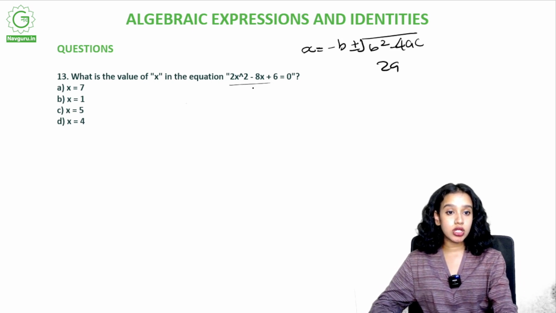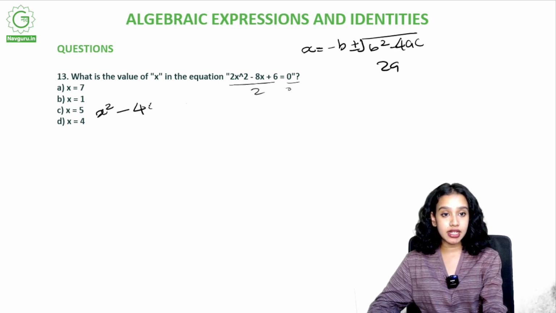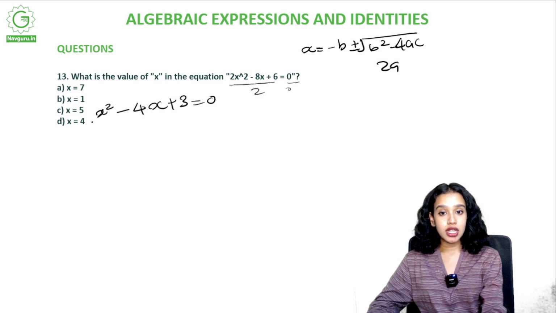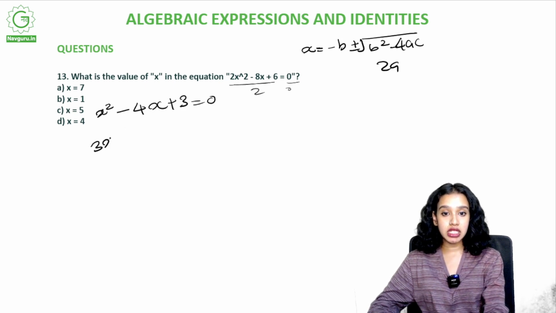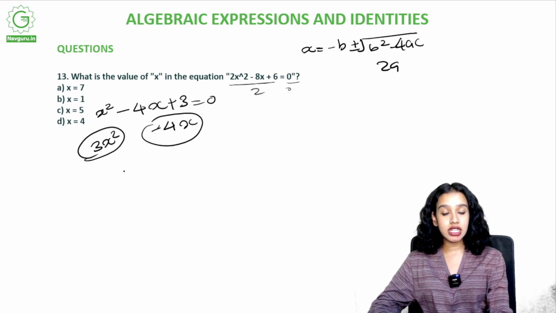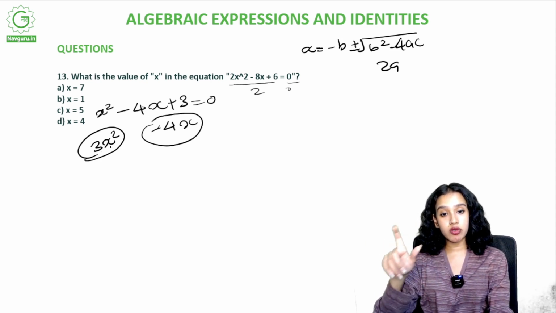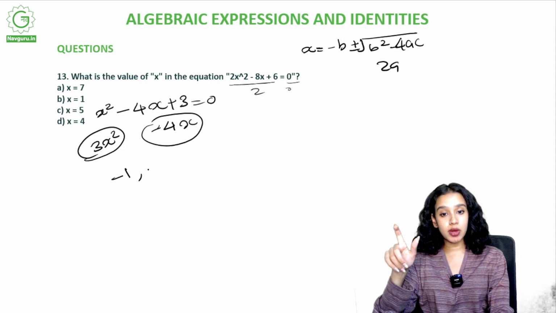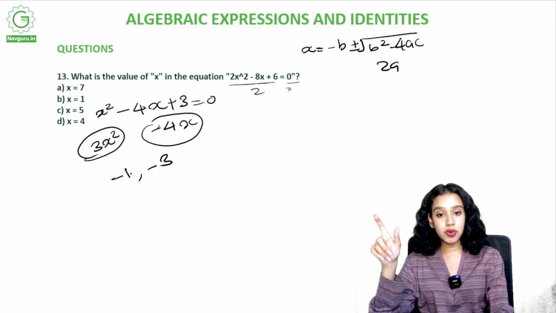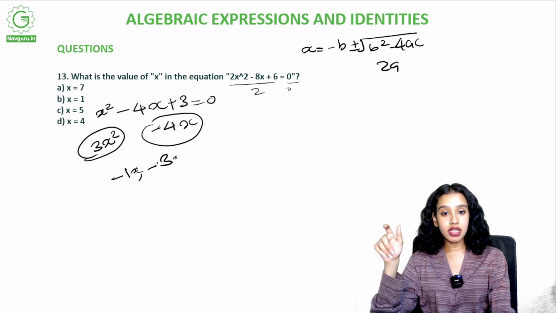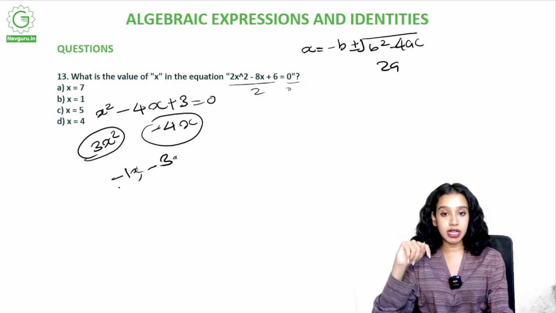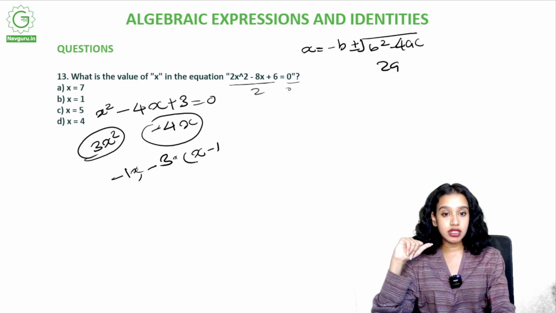So if you're dividing the whole equation by 2, we'll get x square plus minus 4x plus 3 is equal to 0. Now the product of the first and last term would be 3x square and the sum would be minus 4x, right? So we need two values whose sum is equal to minus 4 and product is equal to 3. It's very obvious, it's minus 1 and minus 3, right? Minus 1x and minus 3x. So the coefficients are minus 1 and minus 3. So we could get x minus 1 and x minus 3.